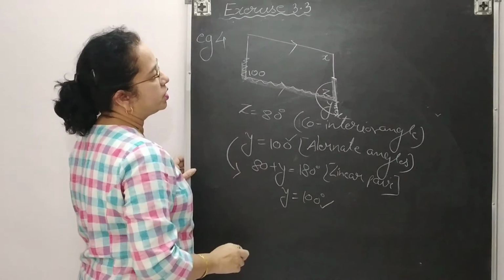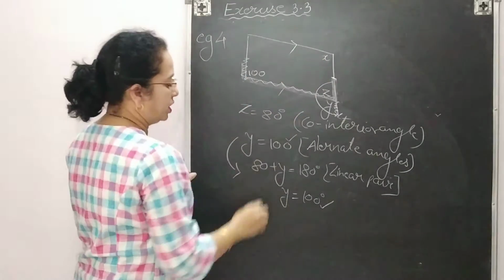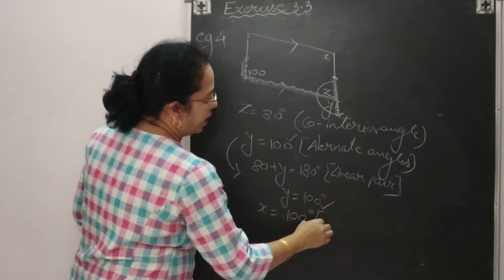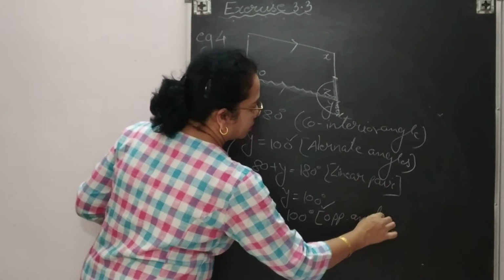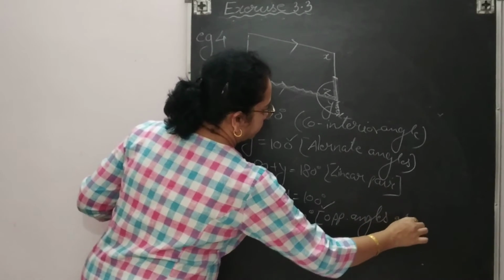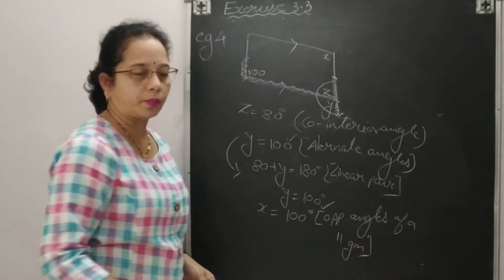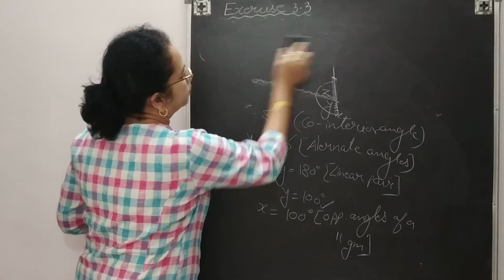Now what can we say about x? This is a parallelogram. Opposite angles are equal. So x is equal to again 100 degrees, and write down the reason: opposite angles of a parallelogram. So see, again we are using the same concepts.